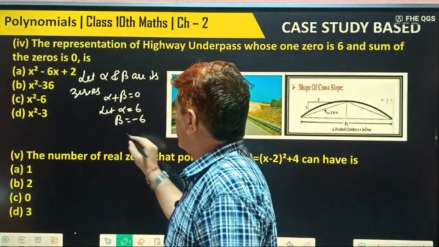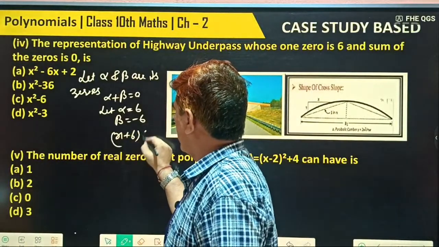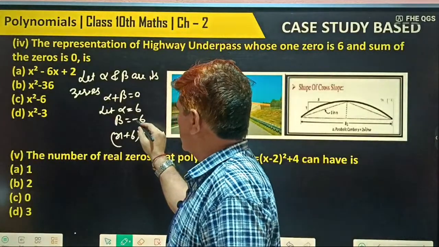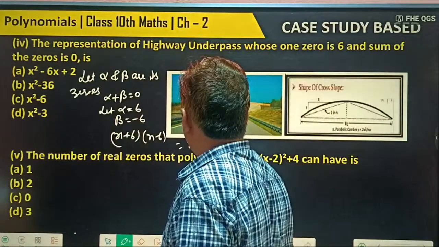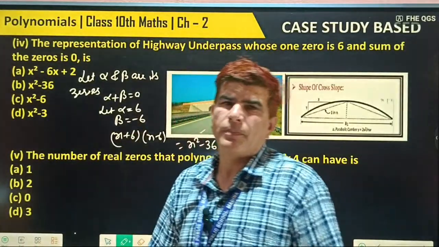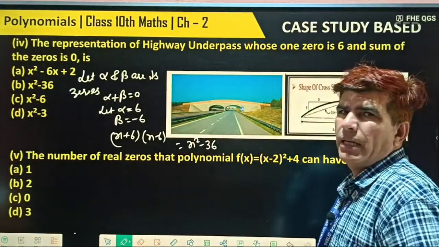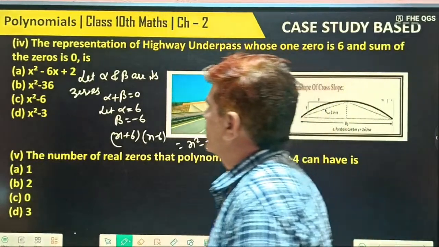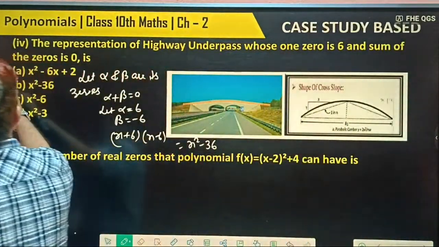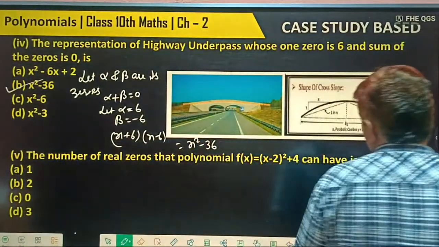So what? x plus 6, x minus 6. So this becomes plus 6, this becomes minus. So what's x square minus 36? (x plus a)(x minus a), so x square minus a square. So which is your answer? B is your answer. Getting or not getting?